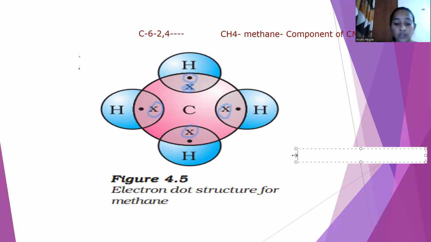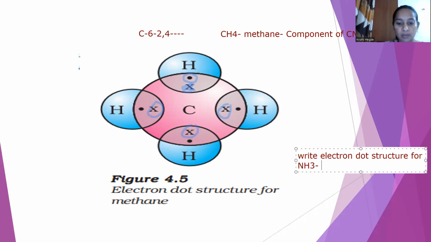Okay, now you should write the electron dot structure for NH3, that means ammonia, and H2O. H2O andre water. You should write the electron dot structure for this too. As I have shown ಮತ್ತೆ previous ತೋರಿಸಿದ್ನಲ್ಲ ಅದನ್ನ ತಲೆಯಲ್ಲಿ ಇಟ್ಕೊಂಡು you should write the electron dot structure.